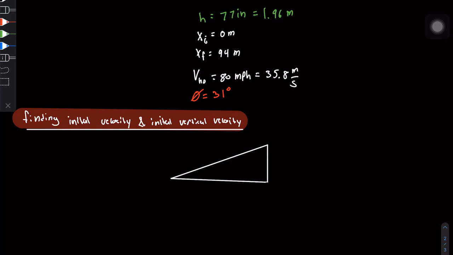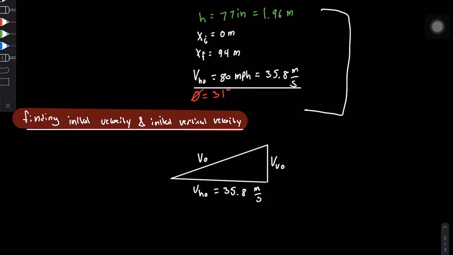The next step was finding the initial velocity and the initial vertical velocity, and what I just bracketed is all of the information we've already calculated and collected. So the initial velocity is the hypotenuse, and the initial vertical velocity is v naught. The initial horizontal velocity was measured at 35.8 meters per second by the radar gun.